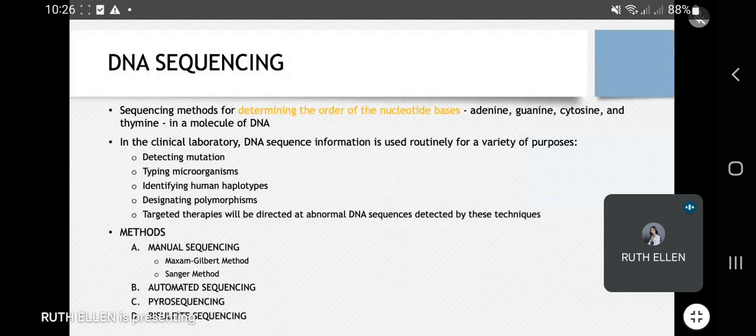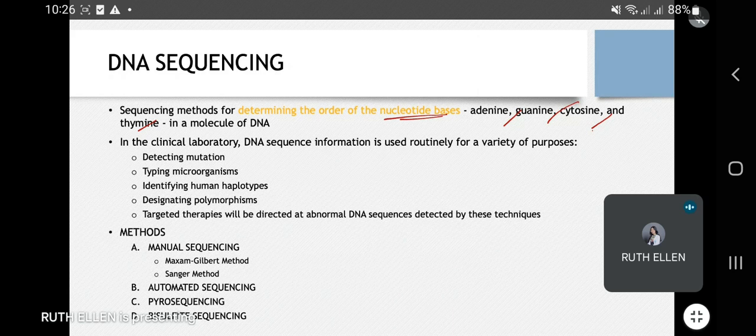So DNA sequencing is a sequencing method for determining the order, yung pagkakasunod-sunod ng mga nucleotide bases natin sa isang DNA molecule. So pag sinabi nating nucleotide bases, of course we have four, no? The basic building block of our DNA, it's adenine, guanine, cytosine, and thymine. Okay, so in the clinical laboratory, the DNA sequence information or yung pagkakasunod-sunod ng mga nucleotides sa DNA molecule is used routinely for a variety of purposes.